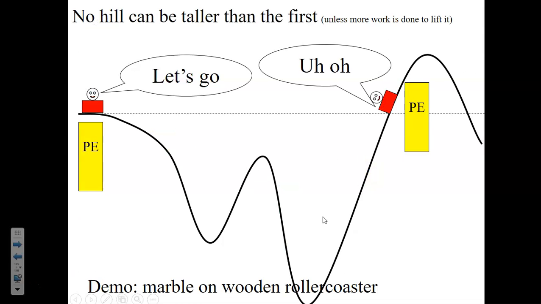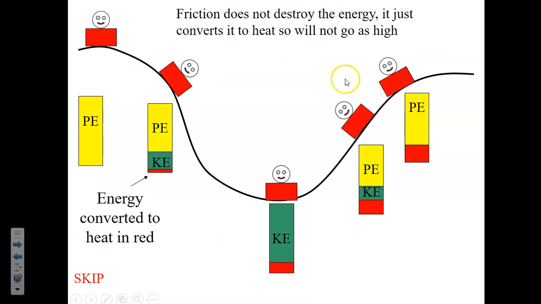So because of this, every hill can't be any higher than the first one. And as a matter of fact, every hill has to be a little bit lower than the first one, unless there's something to pump energy into the system. Because when I roll up to this hill, I'm going to run out of energy before I get to the top of it if it's taller than my first hill.